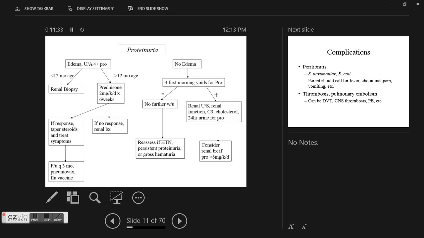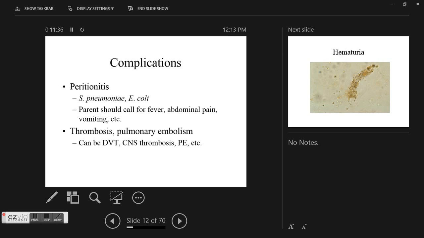Very important. This has shown up on boards. I've got to tell you, in recent years I don't think it has, but you tell me. Common complications of nephrotic syndrome include peritonitis, specifically with strep pneumo and E. coli. So you always have to warn the parents that if there's fever, vomiting, or abdominal pain, they need to seek medical attention pretty much immediately. The other big complication is thrombosis, pulmonary embolism. In more recent years, I've seen sagittal vein thrombosis in the head. Those seem to improve spontaneously, but you just keep that in mind as well.